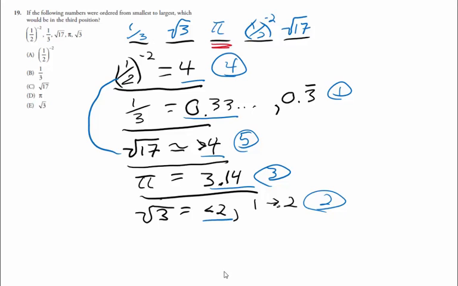So what is the question? Which would be in the third position? That is pi, and that is choice D, as in Delta.